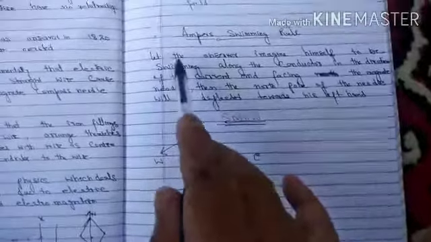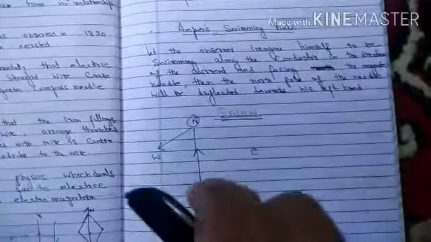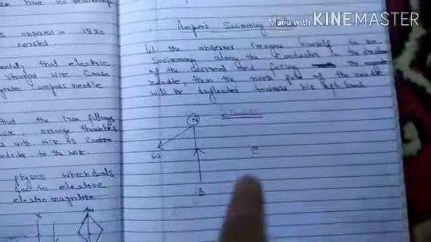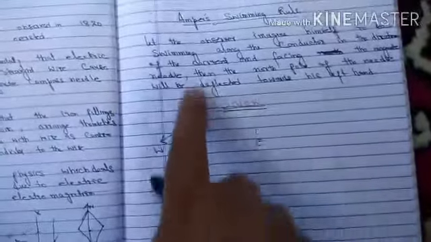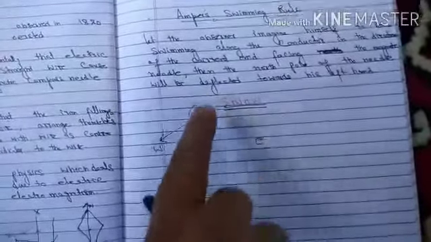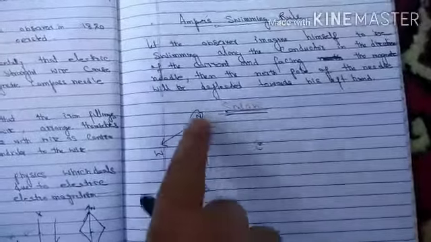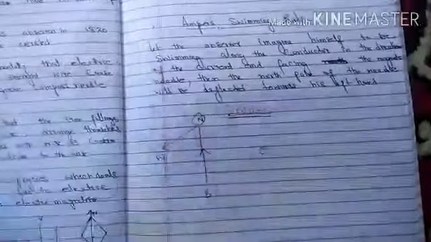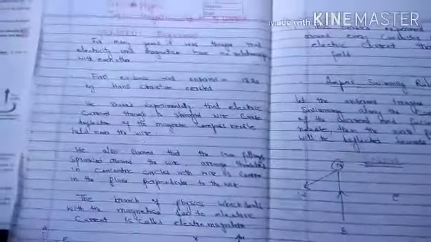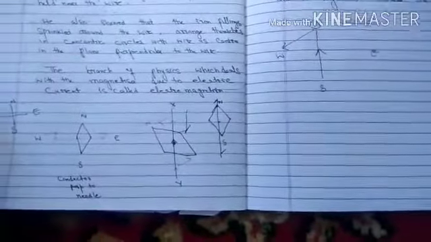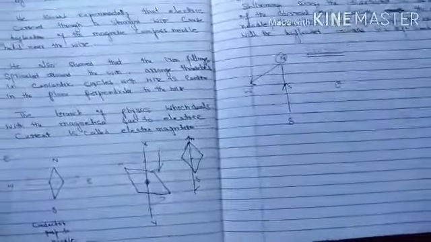According to the swimming rule, imagine that you are swimming along the conductor, with the conductor below you, and your face towards the needle, in the direction of current. Then the north pole of the needle will be deflected towards your left hand. So in Oersted's experiment, whenever current passes through a wire, a magnetic field is produced around the wire, and this branch of physics is called electromagnetism.